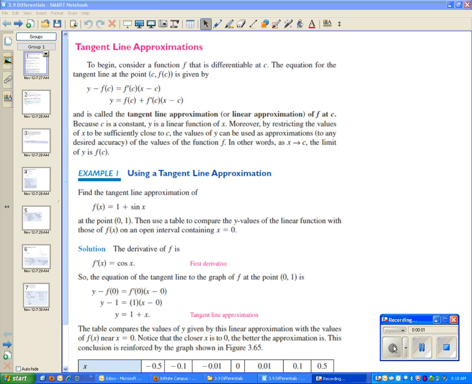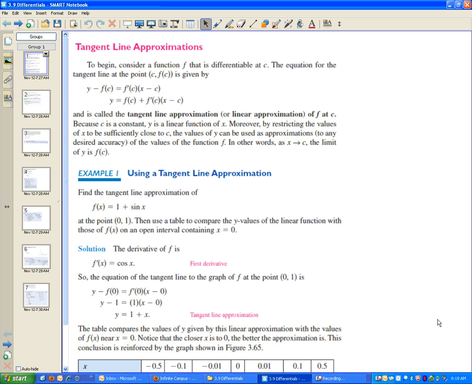All right, section 3.9, differentials. And let's start with some thinking. All right, the first little section here is tangent line approximations. It says, to begin, consider a function f that is differentiable at c. The equation for the tangent line at the point c, f of c is given by.